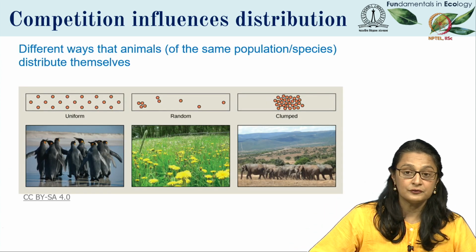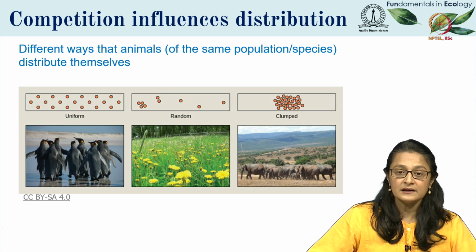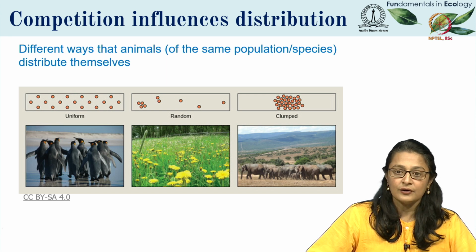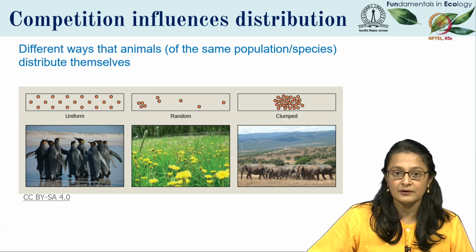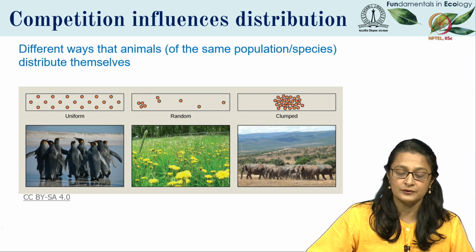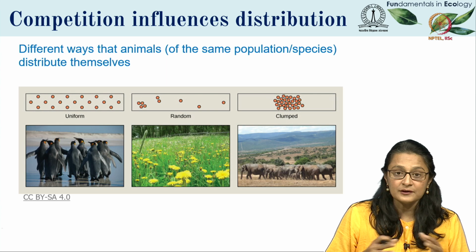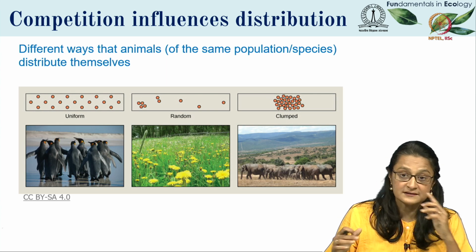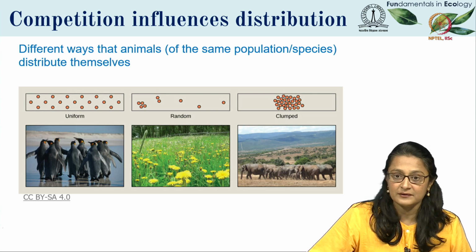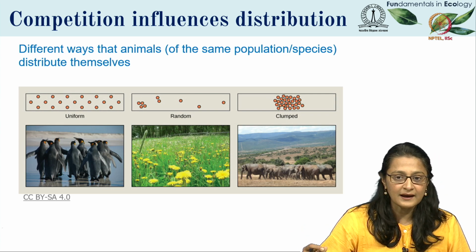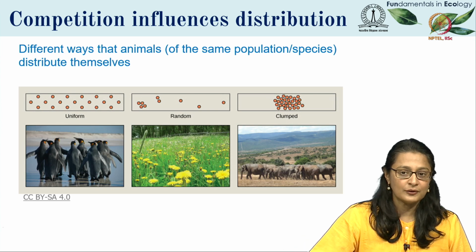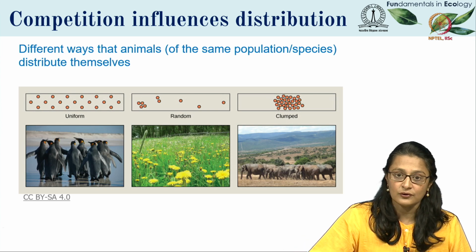Competition itself, competition for space and resources, can influence the distribution of animals in the environment. So here are three different kinds of distributions: a uniform distribution, a random distribution, and a clumped distribution. These are different ways that animals of the same population, in other words the same species, distribute themselves in space. By measuring the distribution patterns, we can infer what kind of competition is occurring in the species, if at all. I'll come back to this slide at the very end of the talk.